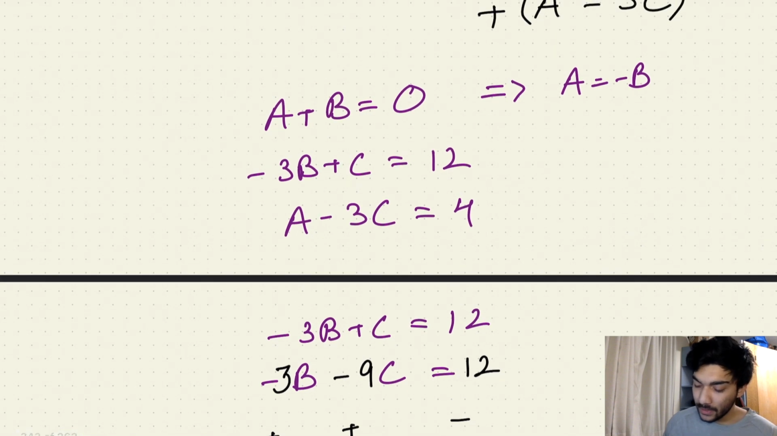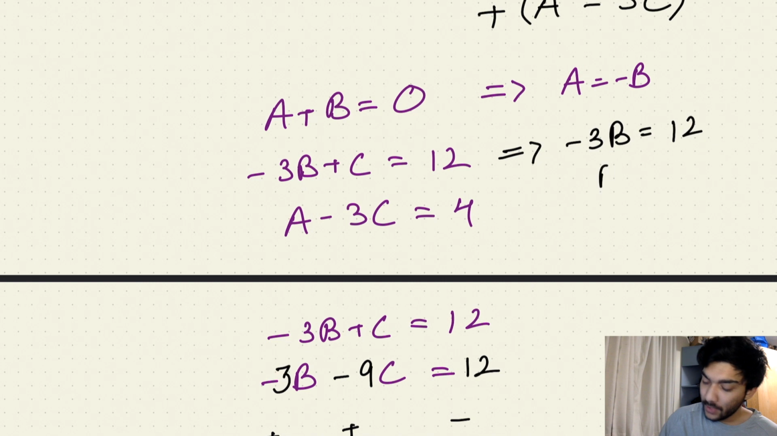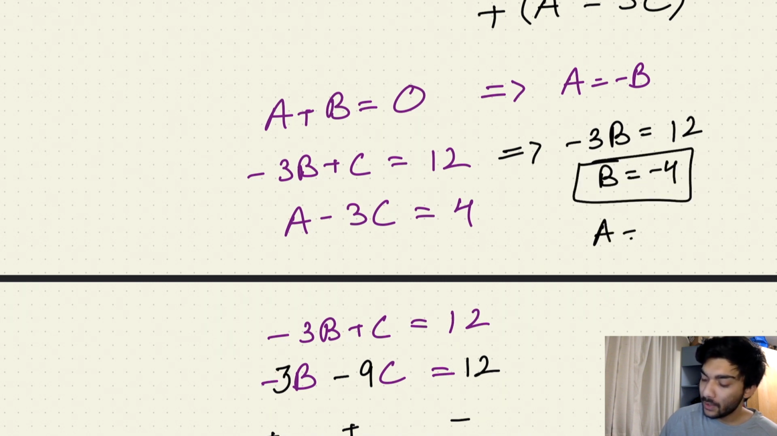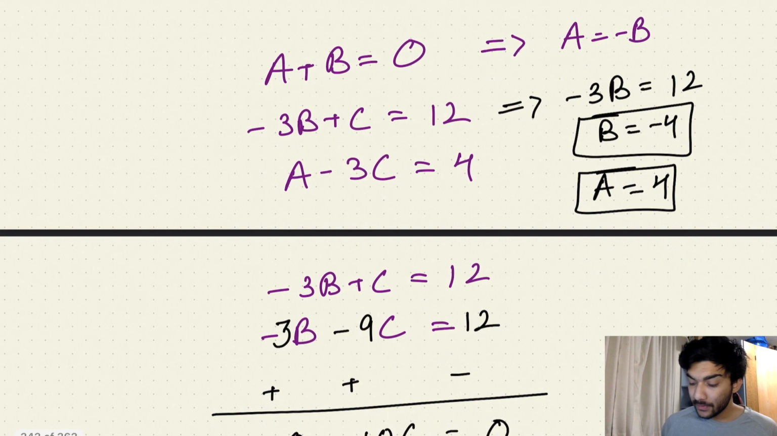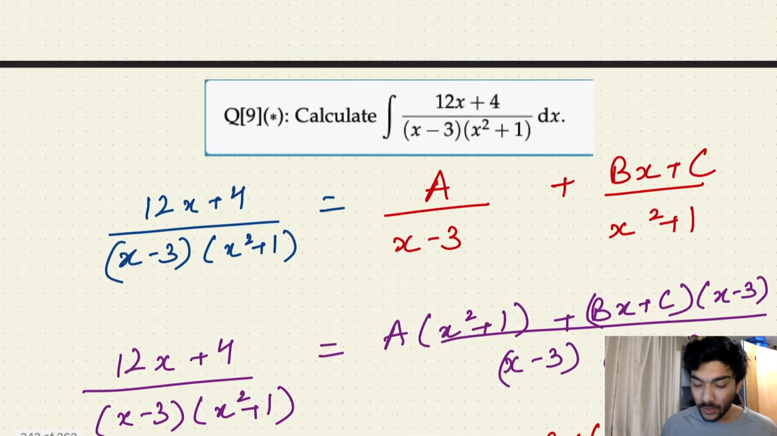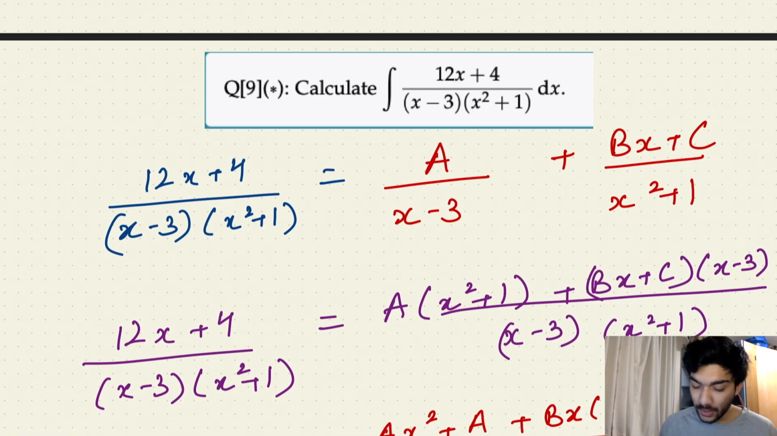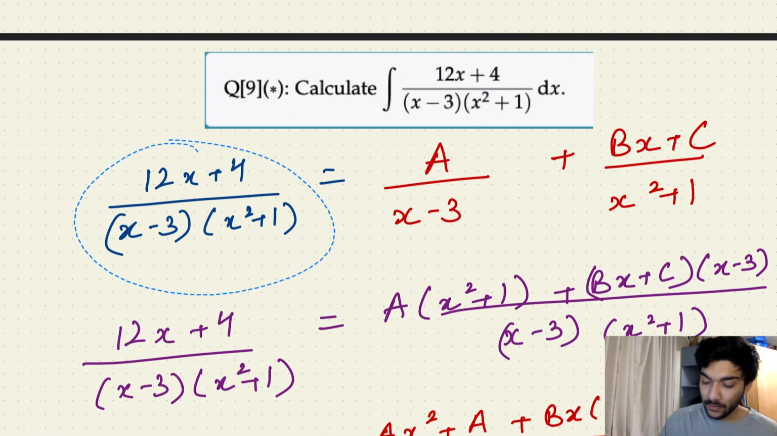And then if your c is equal to 0, you know that minus 3b is equal to 12. So b is equal to minus 4. And since a is minus b, a would be equal to 4 in this case, right? So now we have solved for our a, b and c. And now we can easily convert our original integral expression into a simpler form.